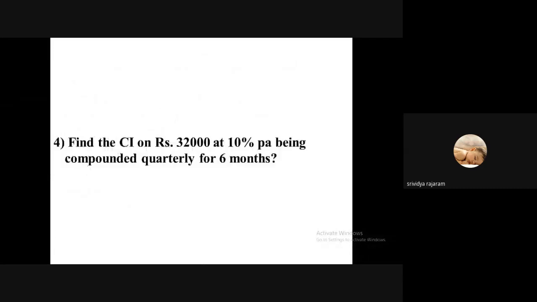The next sum is: find the compound interest on rupees 32,000 at 10% per annum being compounded quarterly for 6 months. So the principal amount is given as rupees 32,000, the rate of interest per annum is given as 10%, and n is given in terms of months, that is 6 months, and they are asking us to find the quarterly compound interest. So first convert this n into years, and then for quarterly, multiply that n by 4 and divide the 10% rate of interest by 4 and substitute in the formula. Let's see who is answering.